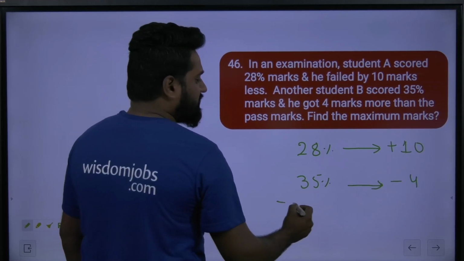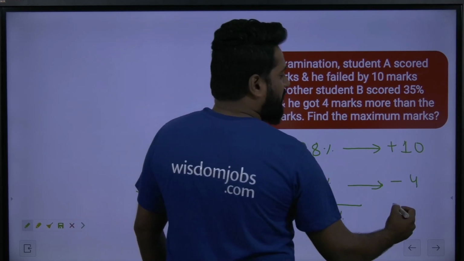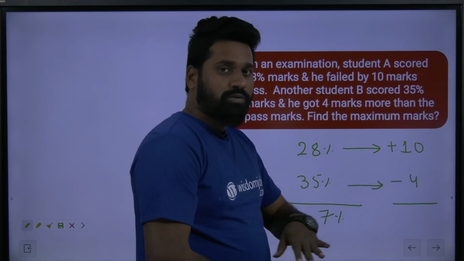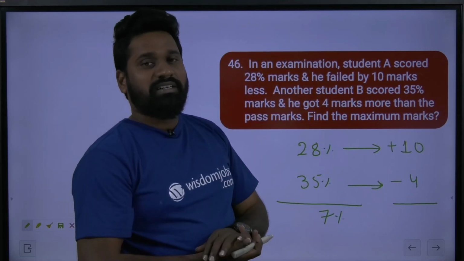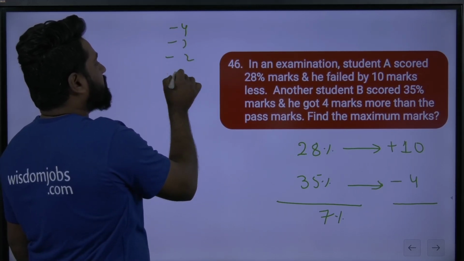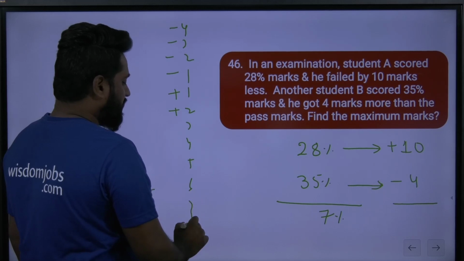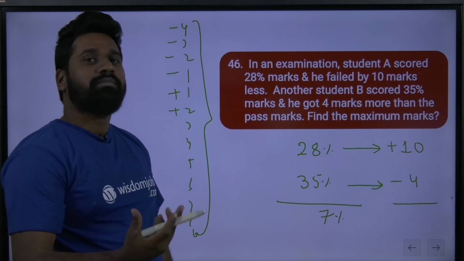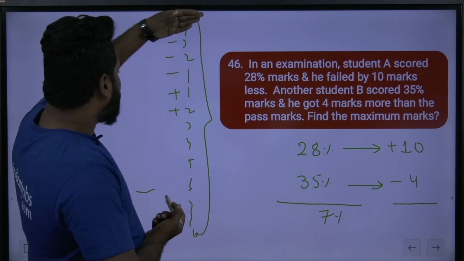You have to subtract those 4 marks. Now observe the difference here. What is the difference between 28 and 35? 7%. And coming to here, what is the difference between plus 10 and minus 4? Don't take 10 minus 4. 10 minus 4 is 6. Observe carefully here. Plus 10 to minus 4. What is the difference? If you take 10 digits, minus 4, minus 3, minus 2, minus 1, plus 1, plus 2, 3, 4, 5, 6, 7, up to 10. What is this total number of numbers? That is nothing but 14 numbers you will get. Is it clear? If you count from minus 4 to plus 10, total 14 you will get.